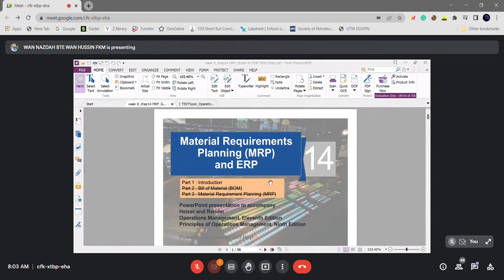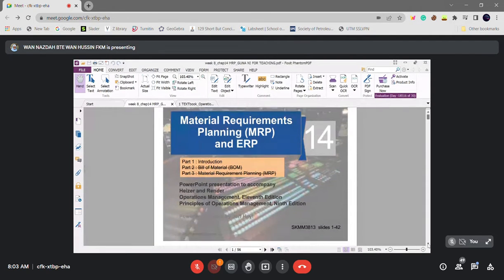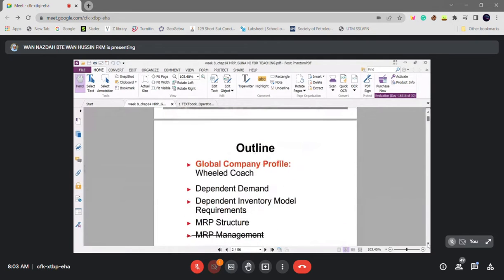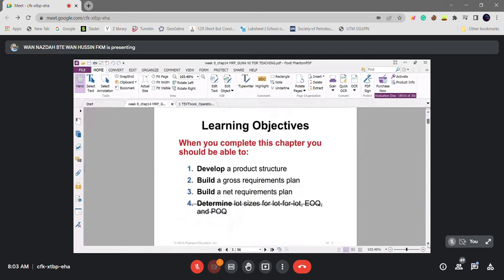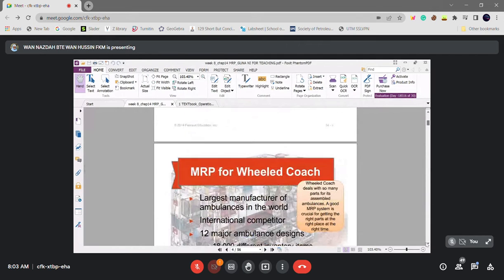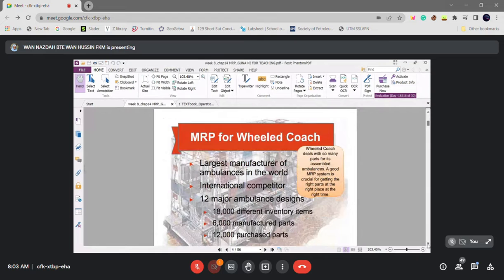Okay. Chapter 14 ni, MRP. We only cover the MRP, the Material Requirements Planning, and we are not covering the ERP part. All right. So what is this MRP about? Saya rasa nota ni is very handy.